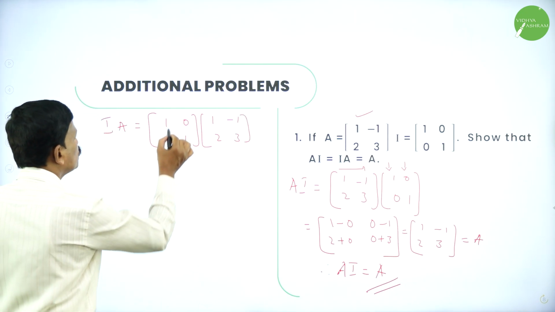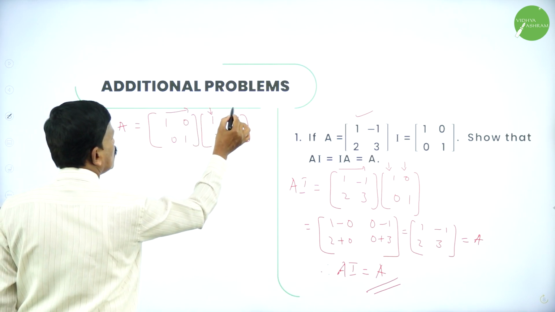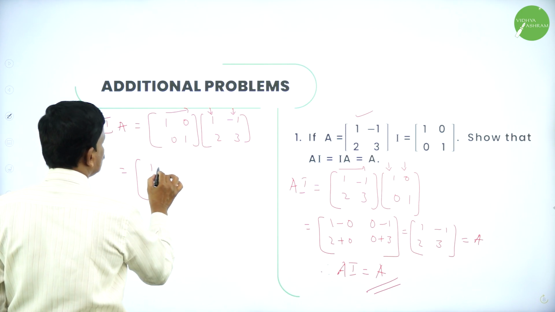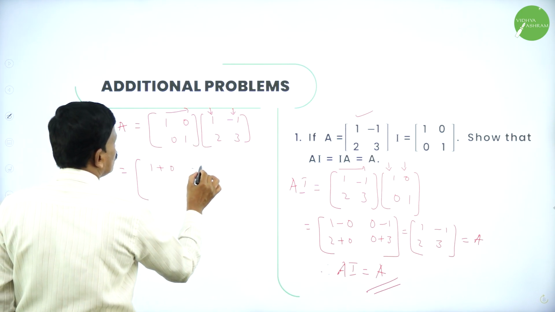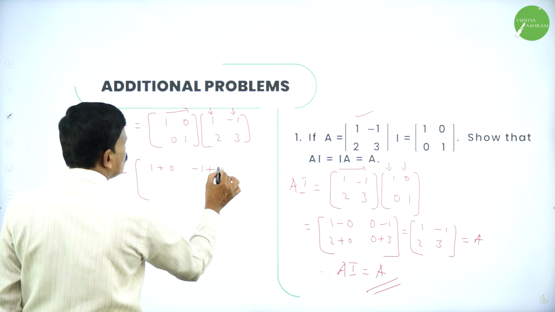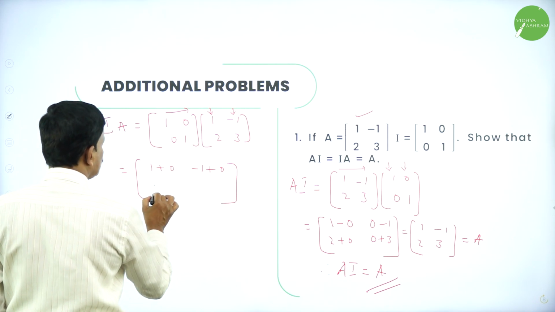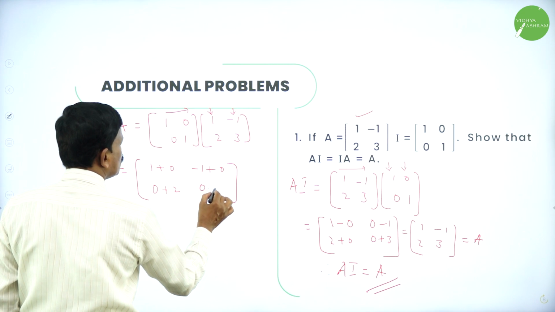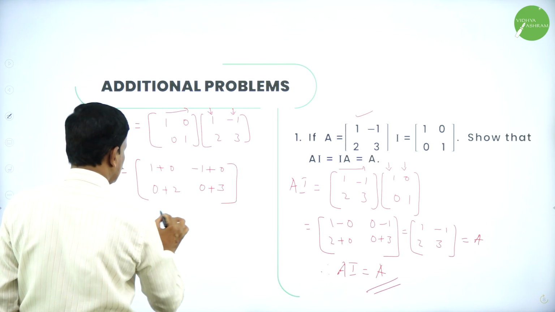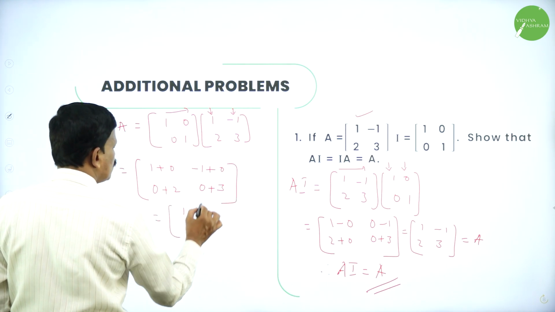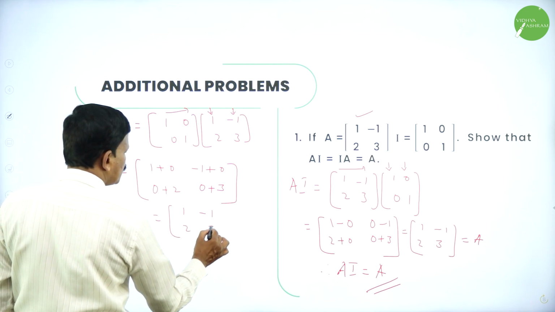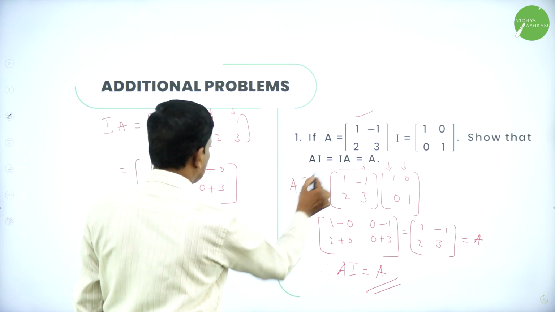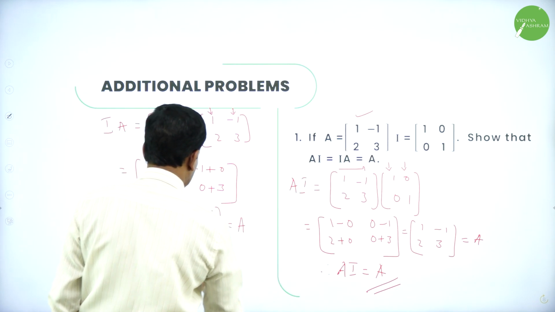Let me check. First row, first column, second column. So this is 1 into 1 is 1, 0 into 2 is 0, 1 into minus 1 is minus 1, plus 0 into 3 is 0, 1 into 0 is 0, plus 1 into 2 is 2, 0 into minus 1 is 0, plus 1 into 3 is equal to 3. So 1, minus 1, 2 and 3. This is again equal to the same matrix.